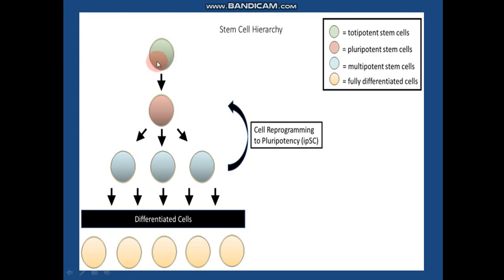See, this color, greenish color, is for totipotent. Totipotent will give rise to pluripotent. Pluripotent will give rise to multipotent, and multipotent will give rise to unipotent cell. Okay, so this is it.